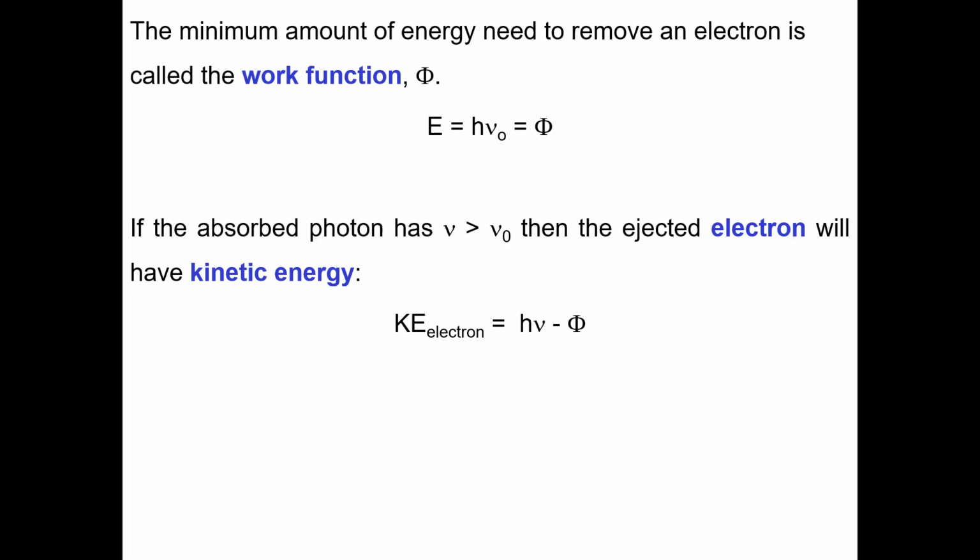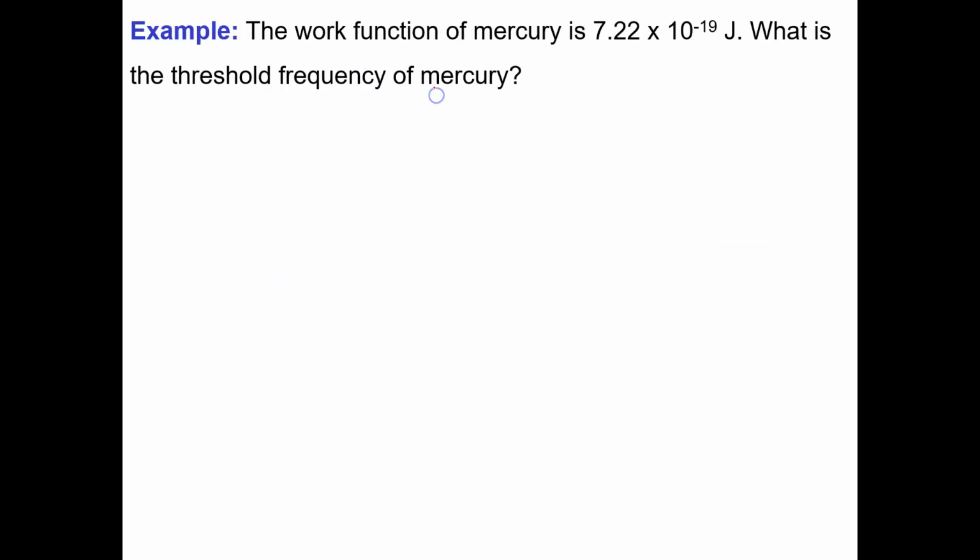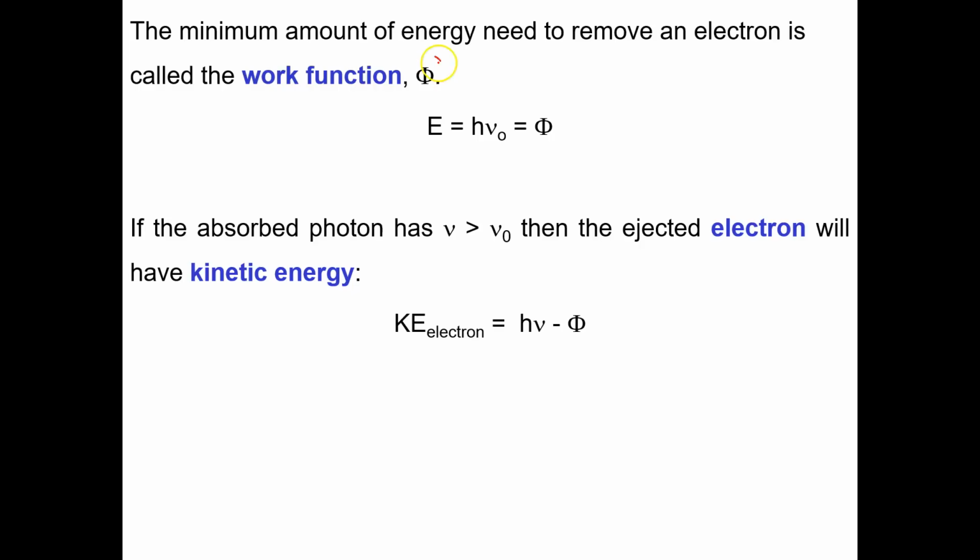The minimum amount of energy needed to remove an electron via the photoelectric effect is called the work function, and it's normally given the Greek letter phi to indicate it. So this is equal to the product of Planck's constant and the threshold frequency. So phi is equal to Planck's constant times the threshold frequency.